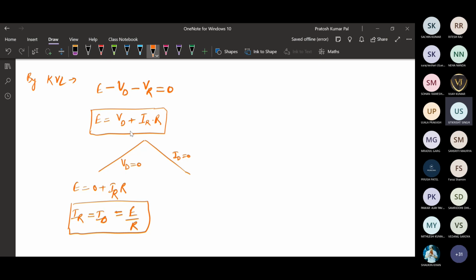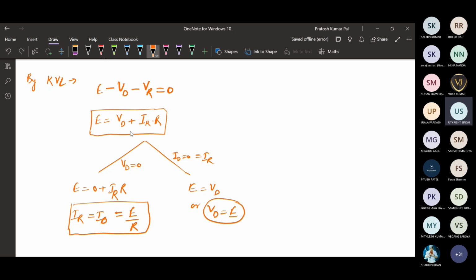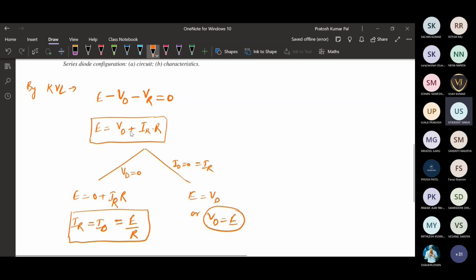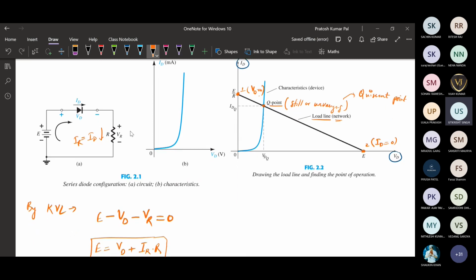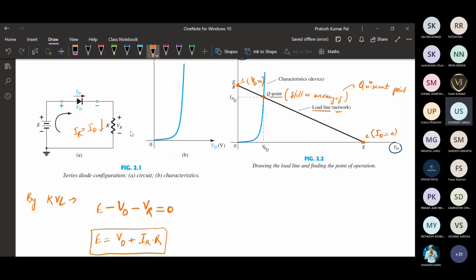Similarly, if we put ID equals to 0, which is equal to IR itself, then E will be equal to VD. So these are the two different points. When VD equals to 0, ID equals E by R. Similarly, if ID is equal to 0, we find VD equals E. So these are the two different points connecting the DC load line. From there, we can plot the DC load line.